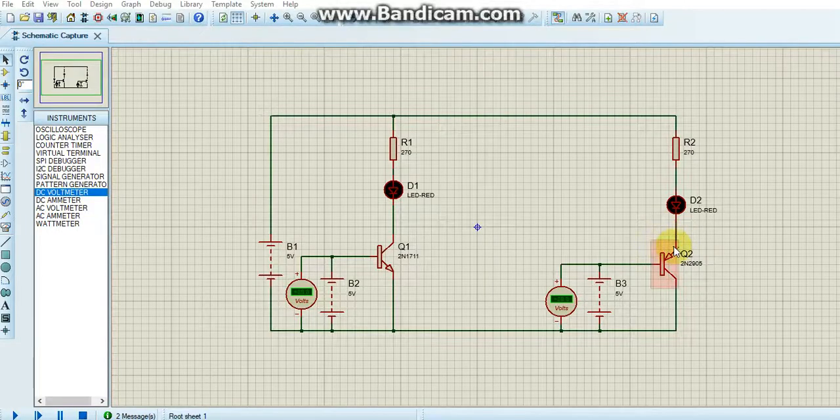Therefore the transistor won't turn on, it will remain off. The LED will remain off and no current will flow through this resistor. So let's do the simulation to verify my answer.